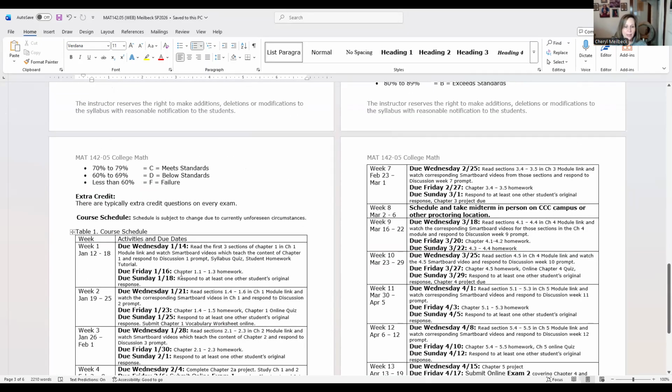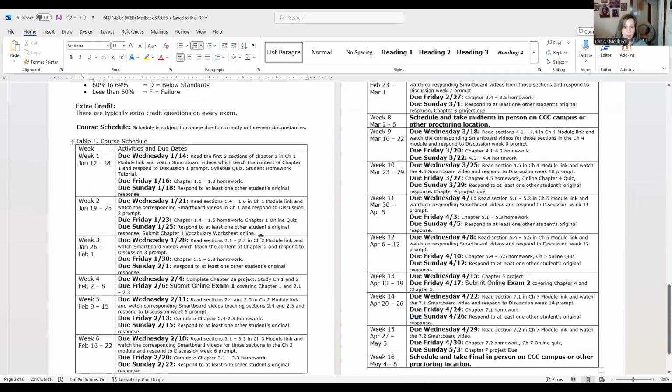The grading scale. At the bottom part of our syllabus, you can see how each week is laid out. Now, before Wednesday, we want you to read the portion of the text that pertains to the homework, watch the videos in the module that pertain to that week's lessons, and that stuff is due by Wednesday. Oh, the discussion question too.